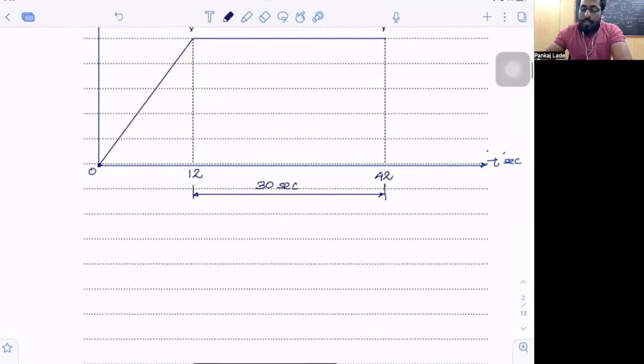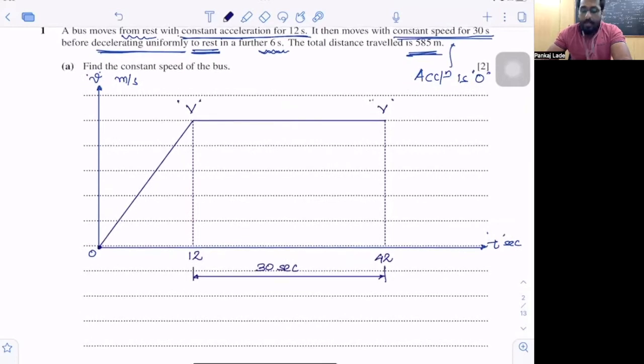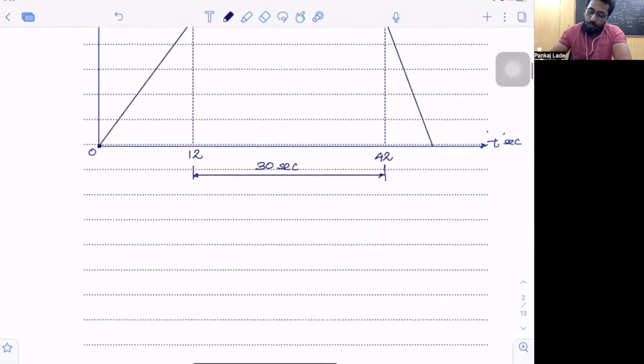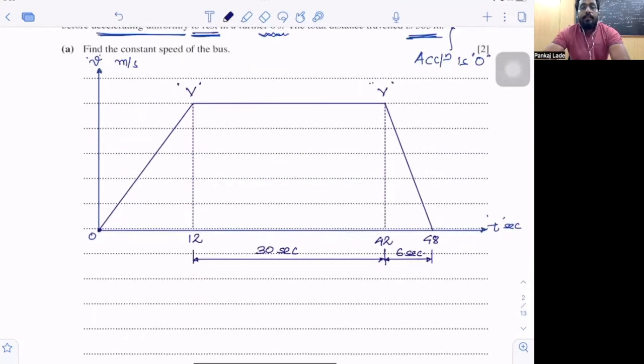Now, what has happened for the next 6 seconds? The particle has come to rest. So in the next 6 seconds, the particle has come to rest. Try and draw appropriate diagrams that will help you to get the solution very quickly. So this is another 6 seconds. So that's 42 plus 6, that should give you 48. So the duration over here is just 6 seconds. Okay.